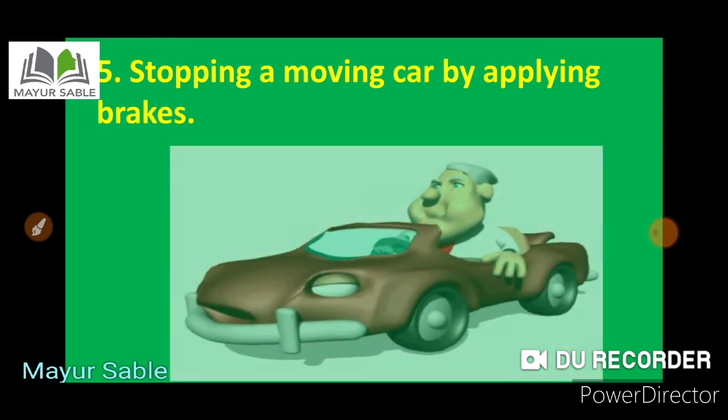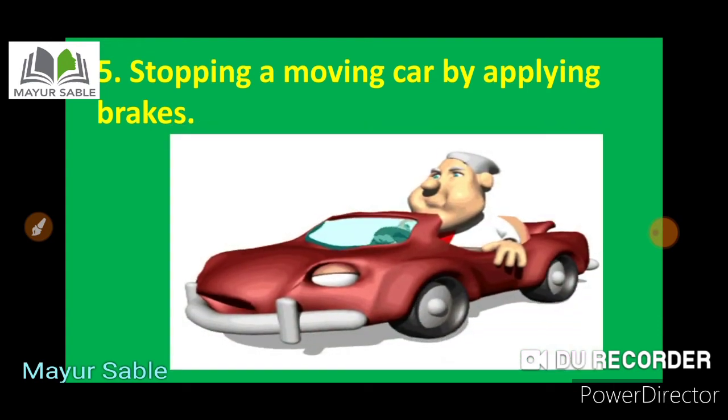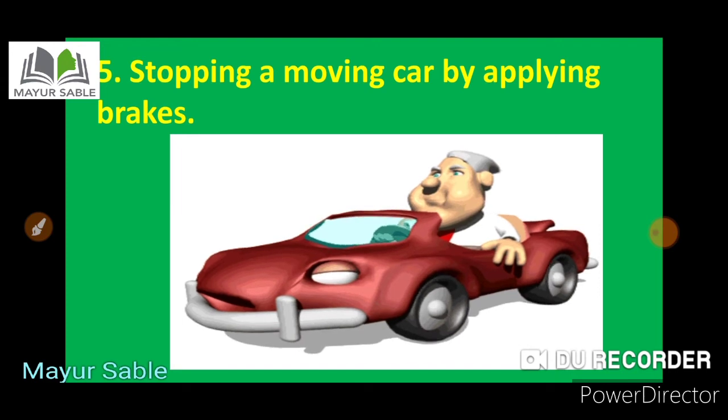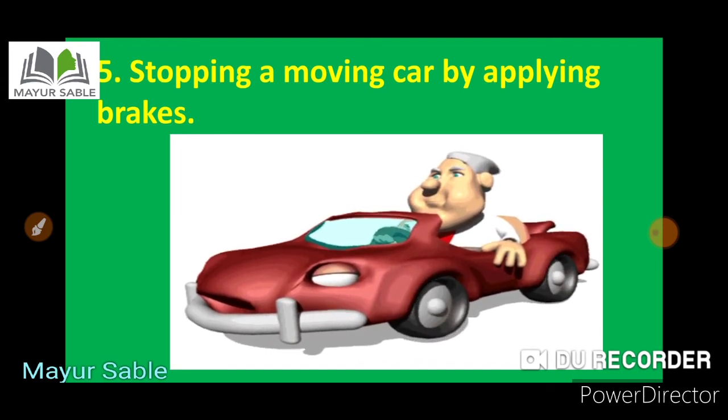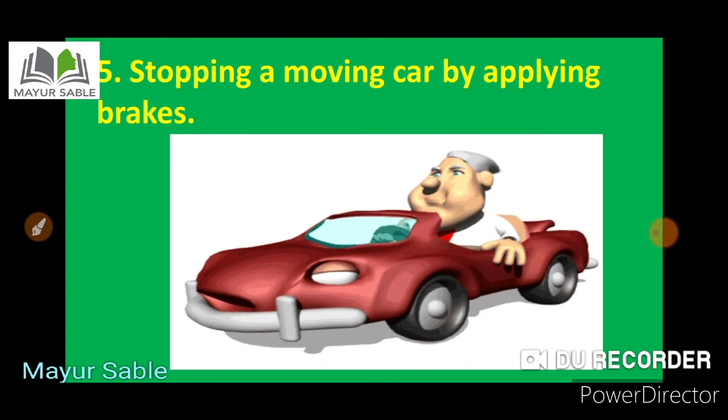Then the next is stopping a moving car by applying brakes. So remember, the brakes get applied to the car. The displacement of the car is in one direction and the applied force is in another direction. So we can conclude the different directions on the basis of the observation of those examples.